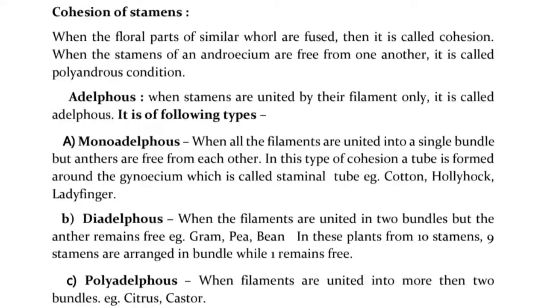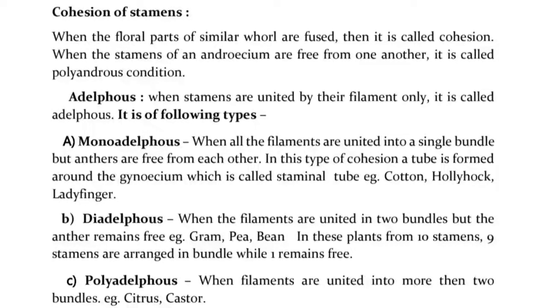Cohesion of stamens. When the floral parts of a similar whorl are fused, it is called cohesion. When the stamens of an androecium are free from one another, it is called polyandrous condition. Adelphous: when stamens are united by their filaments only, it is called adelphous. It is of the following types: monodelphous, when all the filaments are united into a single bundle but anthers are free from each other. In this type of cohesion, a tube is formed around the gynoecium which is called staminal tube, e.g. cotton, hollyhock, ladyfinger.